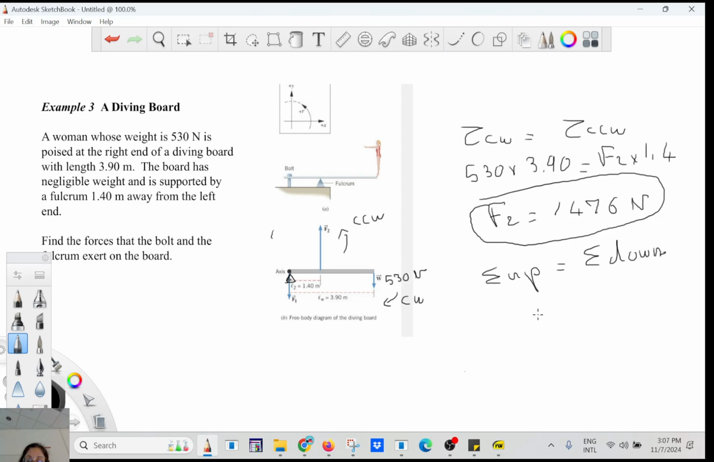Okay, so up we have F2. So F2 is up. Down we have 530 and we have F1, but we already have F2. So 1476 equals 530 plus F1. So F1 equals.